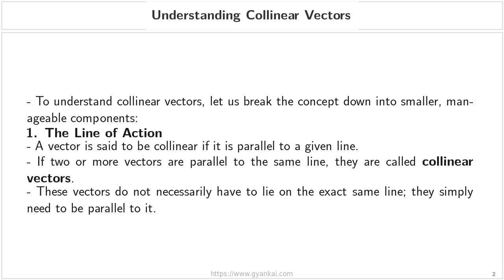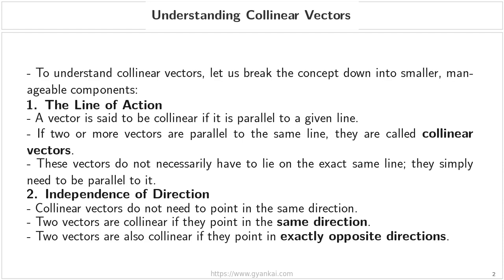Think back to our introduction, where I mentioned that we focus on the path the vector follows. A vector is considered collinear if it is parallel to a specific given line. If we have two, or even more, vectors that are all parallel to that same line, we call them collinear vectors. It is very important to note that these vectors do not actually have to sit on the exact same physical line. They just need to share that same parallel orientation.